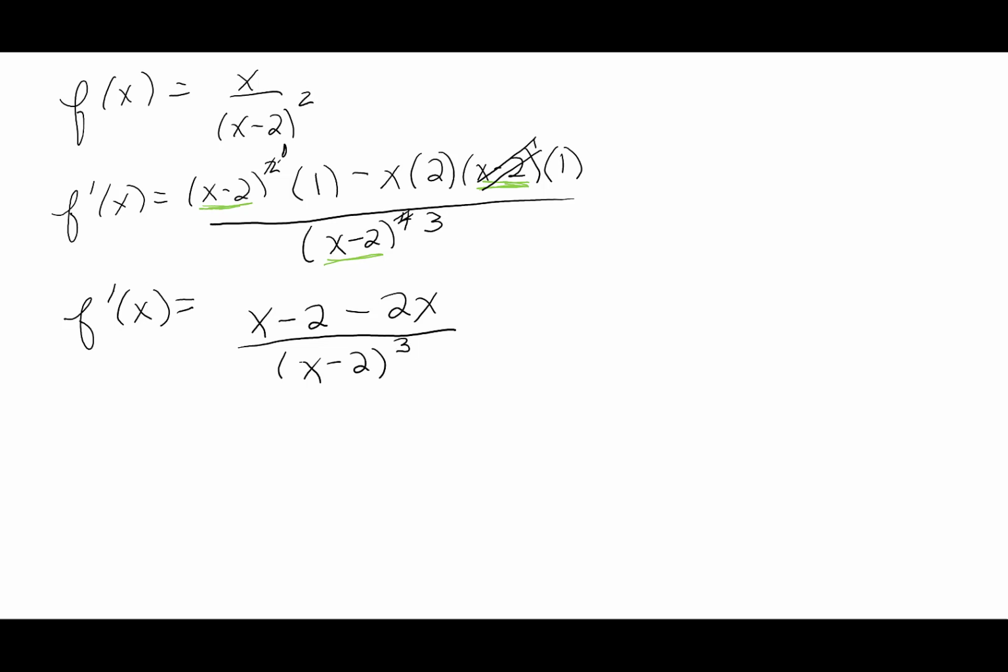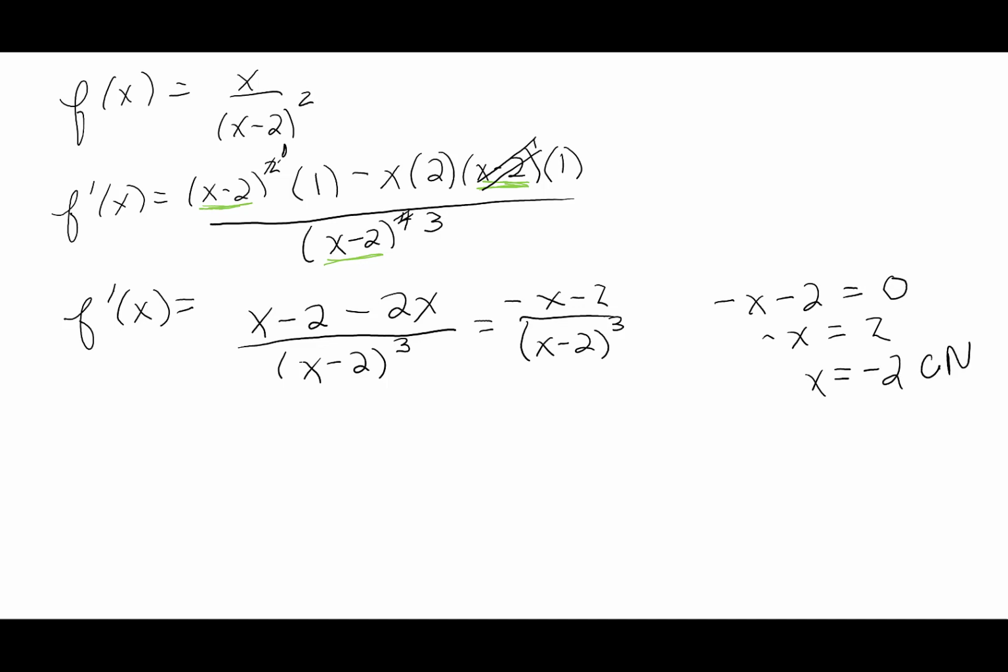x minus 2x simplifies to negative x minus 2 over (x minus 2) cubed. I need to set this equal to 0. When you set a fraction equal to 0, you're looking at the numerator. So let's take negative x minus 2 equals 0. This is negative x equals 2. x equals negative 2. This is our critical number.